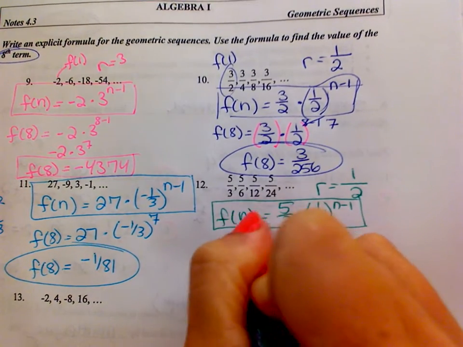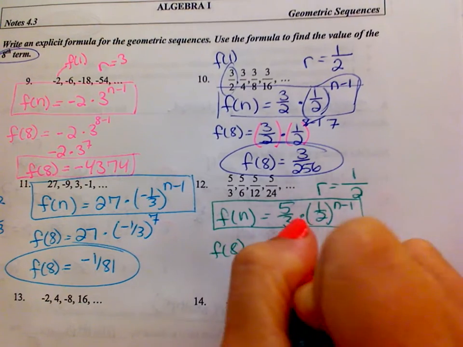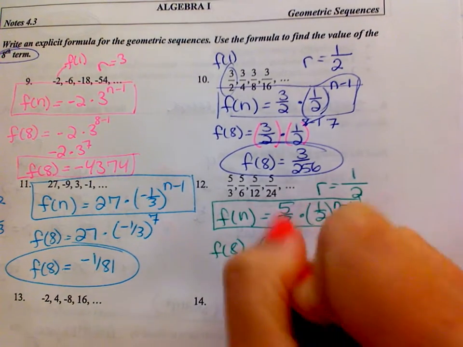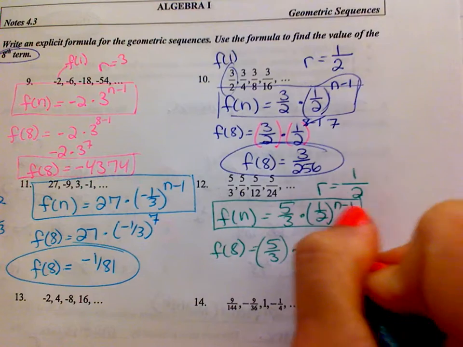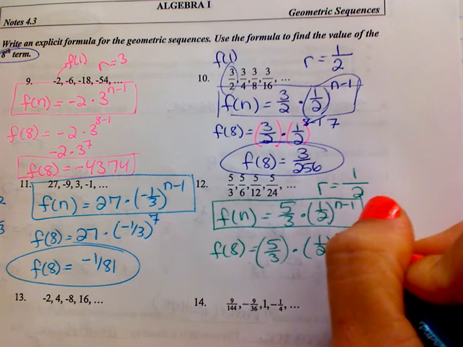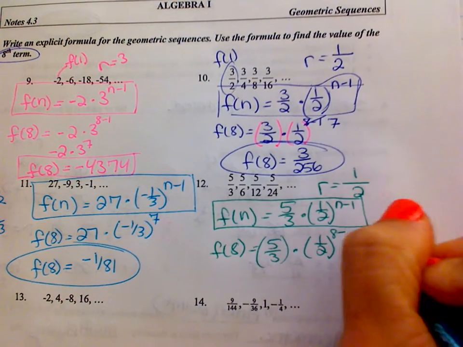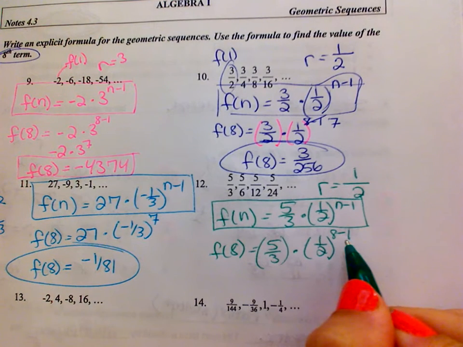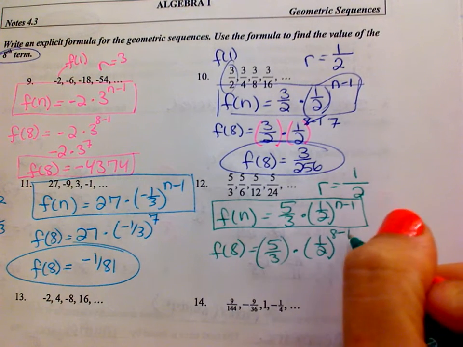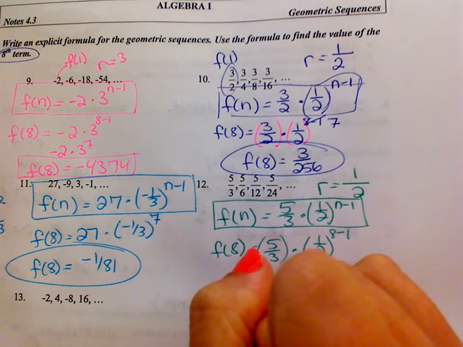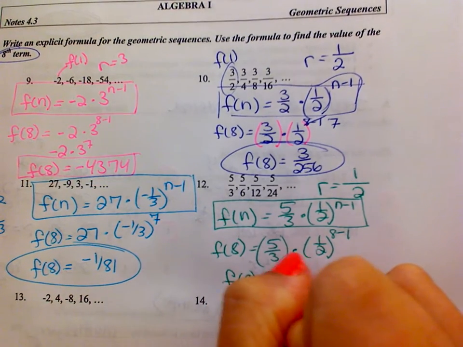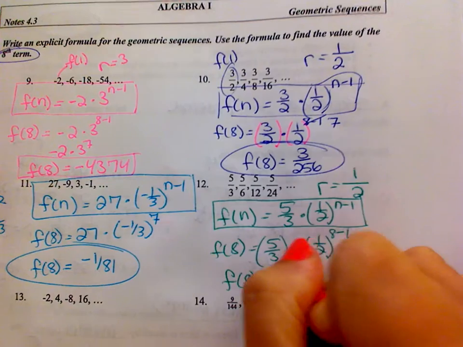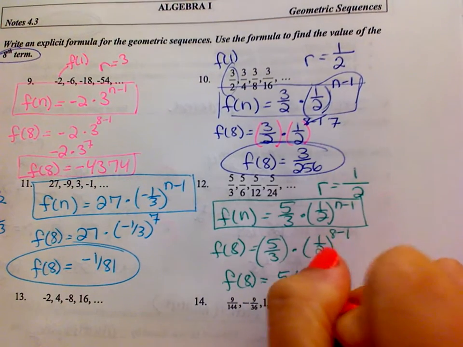To get your 8th term, you're going to do 5/3. Make sure you use parentheses in the calculator, times 1/2 to the 8 minus 1, which is 7. Don't type in 8 minus 1 into your calculator. Do the 7. So we're going to get 5/384.